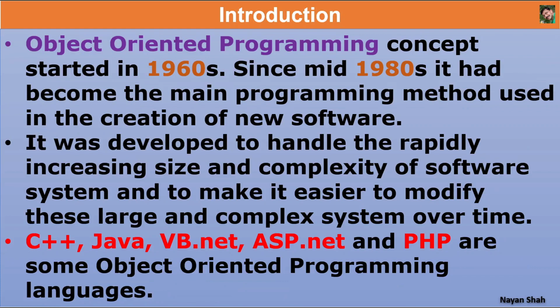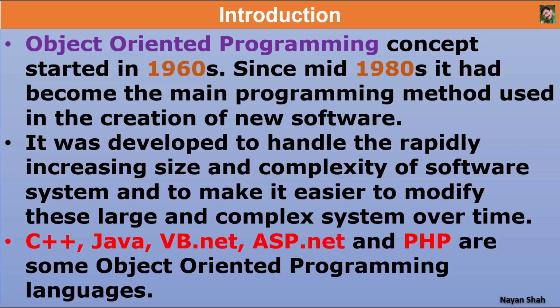The object-oriented programming concept started in the 1960s, and since the mid 1980s it has become the main programming method used in the creation of new software. These years are given in the textbook: in 1960 the concept started, and by the 1980s it became the main programming method. Remember that from the board exam point of view.